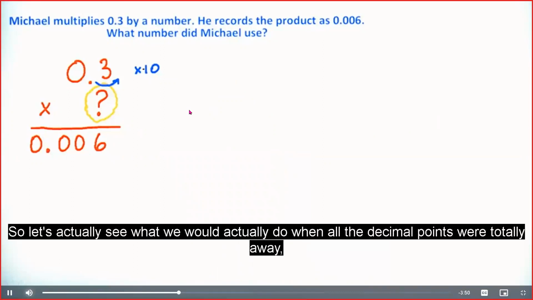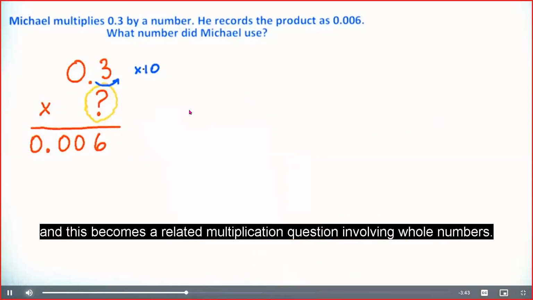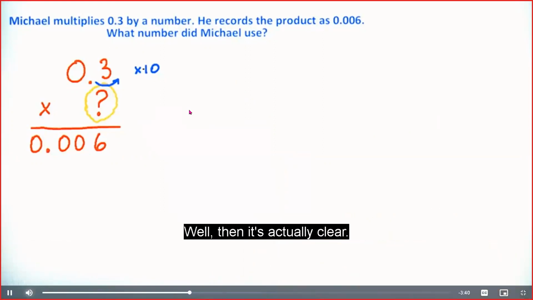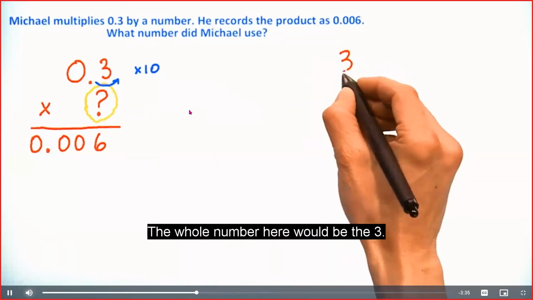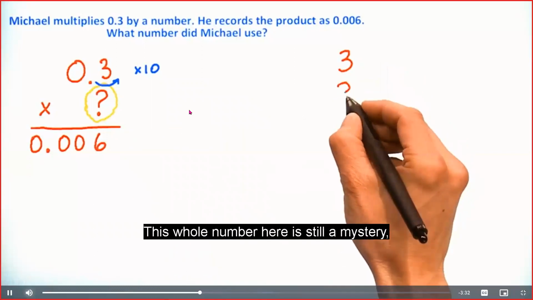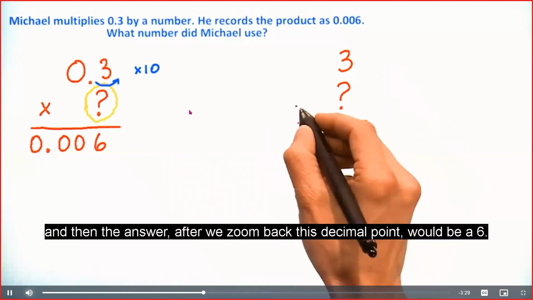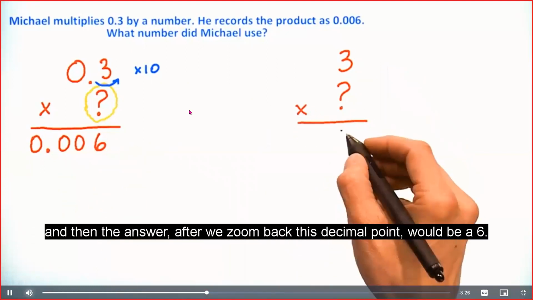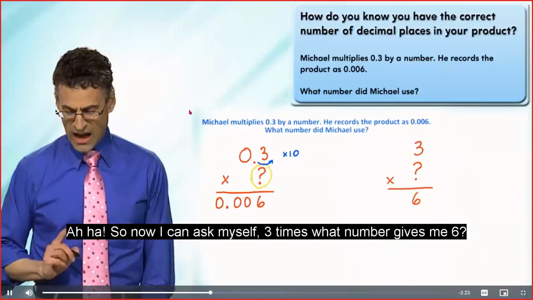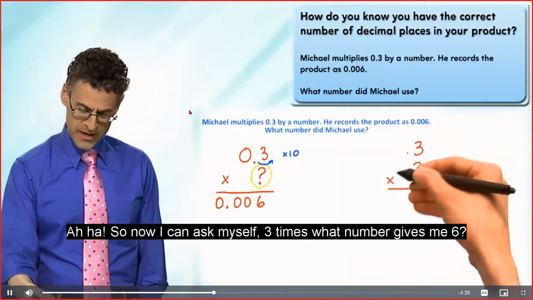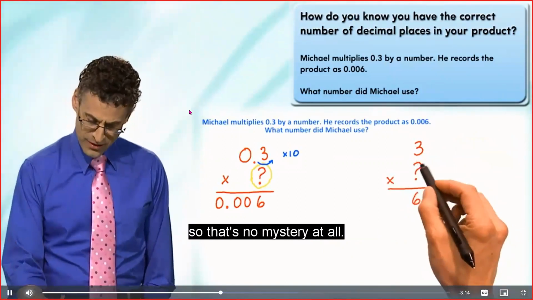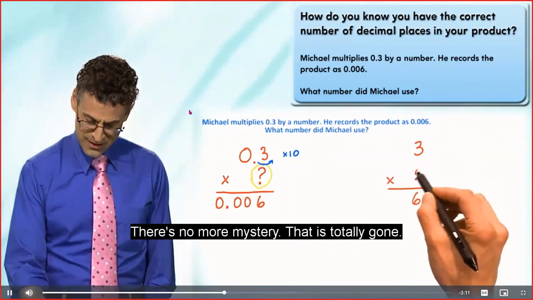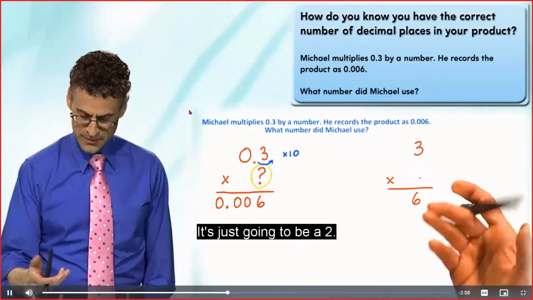So let's actually see what we would do when all the decimal points were totally away, and this becomes a related multiplication question involving whole numbers. Well, then it's actually kind of clear. The whole number here would be the 3. This whole number here is still a mystery. And then the answer, after we zoom back this decimal point, would be a 6. Aha! So now I can ask myself, 3 times what number gives me 6? Well, that we know. That's actually 2. So that's no mystery at all. I'm just going to erase the mystery. There's no more mystery. It's just going to be a 2.